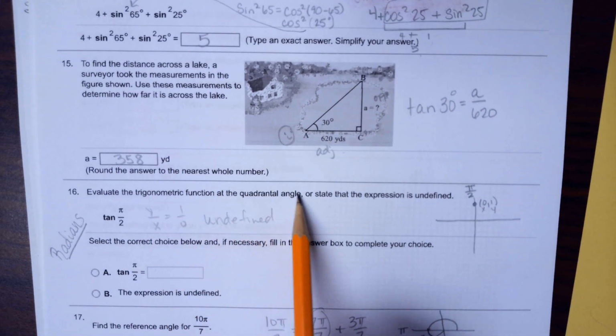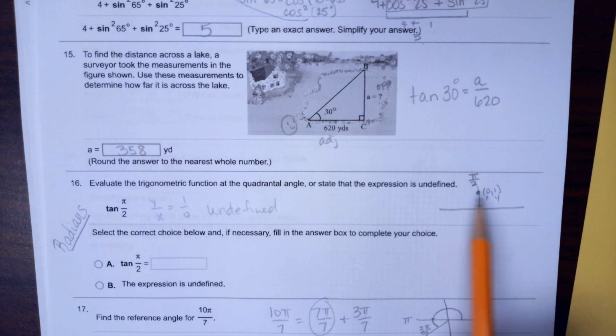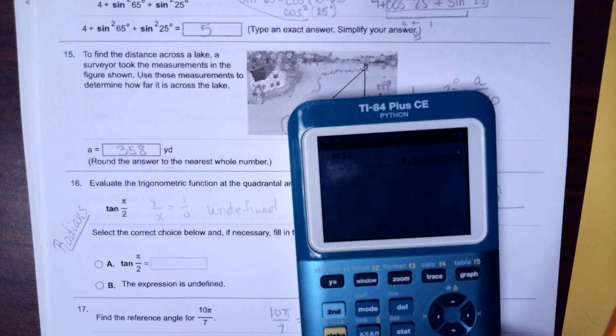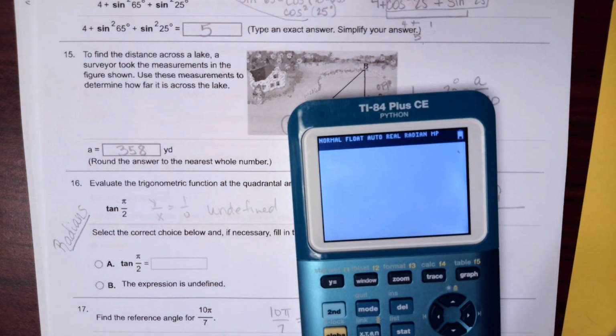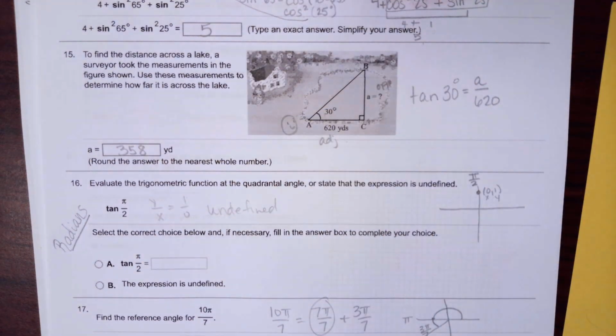Evaluate the trig function at the quadrantal angle. You're using your unit circle, and pi over 2 is here, x is 0, and y is 1. Tangent is y over x, which is 1 over 0, which is undefined. If you put your calculator back into radian mode and enter pi over 2, it will tell you that it's undefined. So you need to be able to go back and forth.